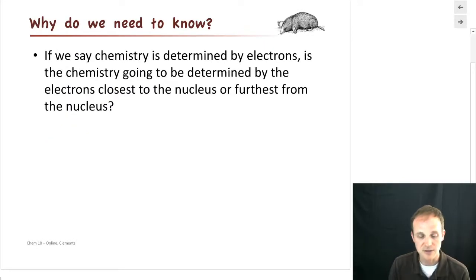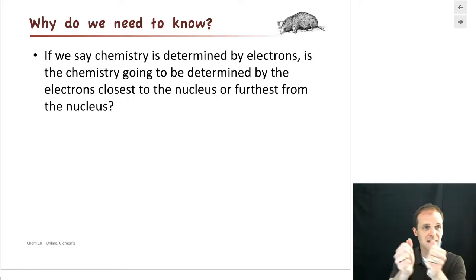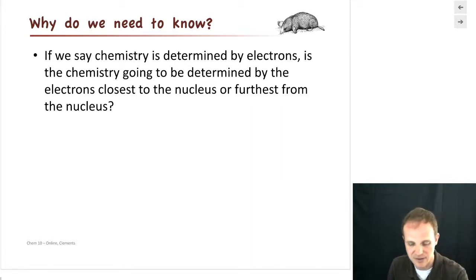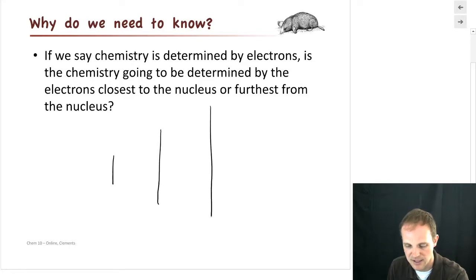Alrighty. So chemistry is determined by the electrons. Why? Because as one atom comes up to the other atom, it's the first thing they see because the electrons are so far away from the nucleus. This atom's electrons interact with this atom's electrons. Now, we now know that there's different shells, right? There's N equals 1, there's N equals 2, there's N equals 3.